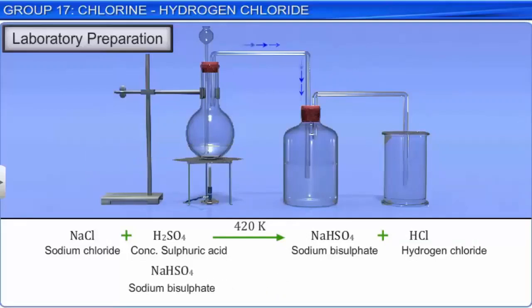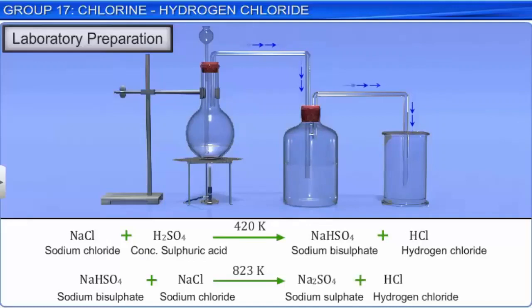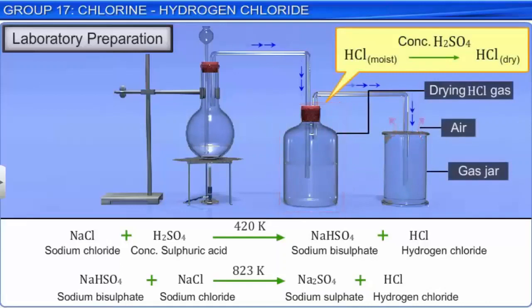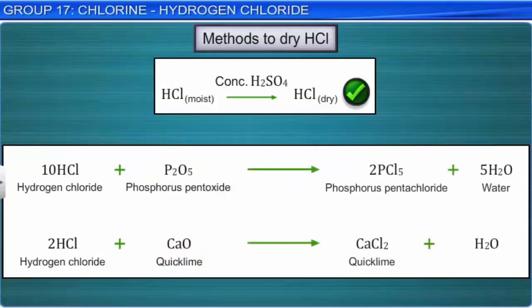Hence, sodium bisulfate is mixed with more sodium chloride and further heated to a high temperature of about 823 Kelvin to give HCl gas and soluble sodium sulfate. The HCl gas is dried by passing it through concentrated sulfuric acid. Note that HCl is not dried either over phosphorus pentoxide or quicklime because it reacts with them both, as shown here.